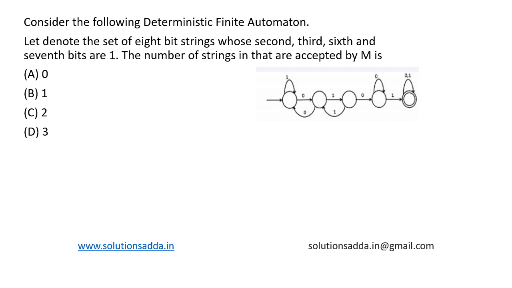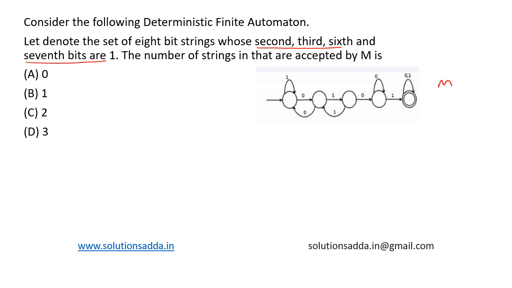This is a question from theory of computation. Consider the following DFA. Let L denote the set of 8-bit strings whose second, third, sixth and seventh bits are 1. The number of strings in L that are accepted by this M, this is M, is equal to.